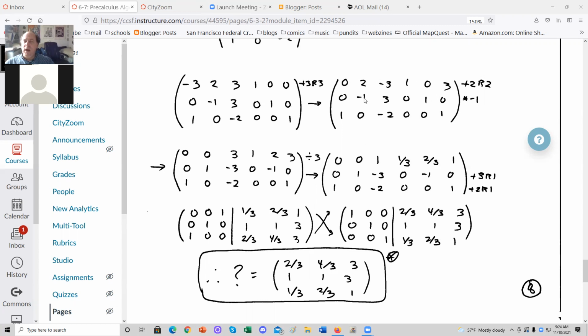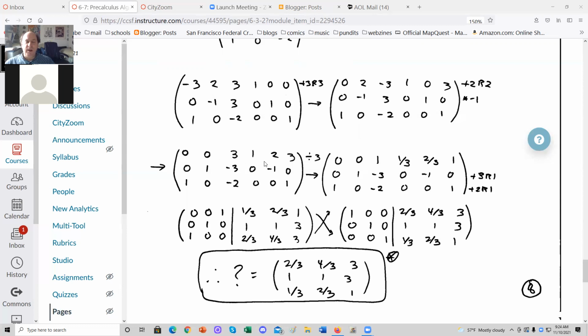And meanwhile, I'll use this to cancel out this. So we'll add twice row 2 to row 1. So 0 plus twice 0 is a 0. We put that there. 2 plus twice -1 is a 0. Put that there. -3 plus twice 3 is a 3. We put that there. 1 plus twice 0 is a 1. 0 plus twice 1 is a 2. 3 plus twice 0 is a 3. So far, so good. Look, 0, 0, 3, 1, 2, 3.